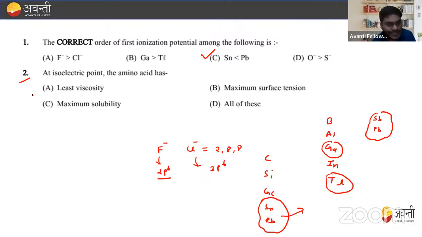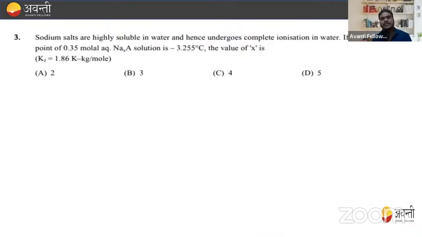So which option is correct, beta? That is option number A. Option A is absolutely correct: at the isoelectric point, the amino acid has the least viscosity. Now, this question is also very, very important. Try to understand this question as well. So what does the question ask, beta?